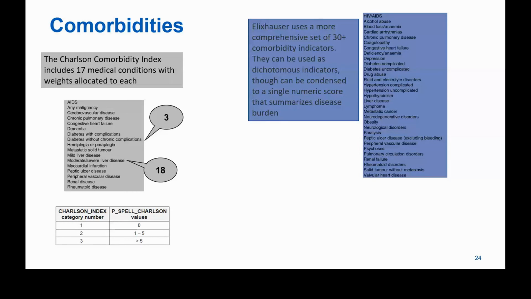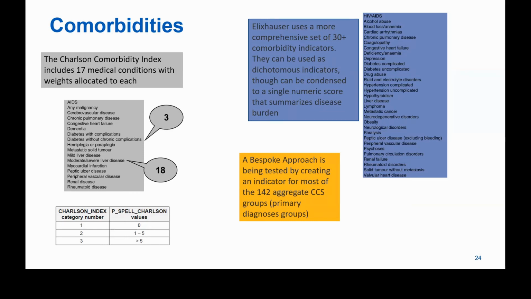So that would be an appropriate way of considering comorbidities, which is those 19 or so secondary diagnoses that we talked about earlier. And then we're also looking at a bespoke approach, which is creating an indicator for each of the 142 aggregate clinical classification software groups, so what would be regarded as primary diagnosis groups, and creating separate comorbidity indicators for each of them as well.